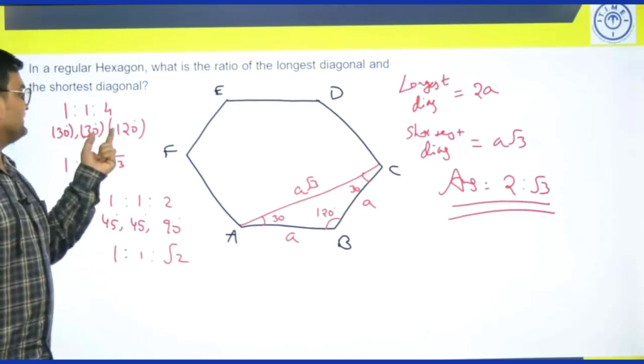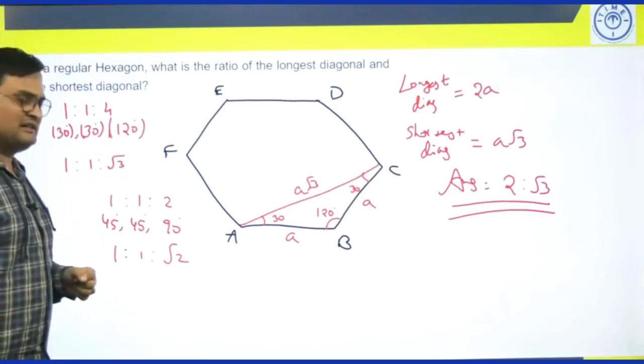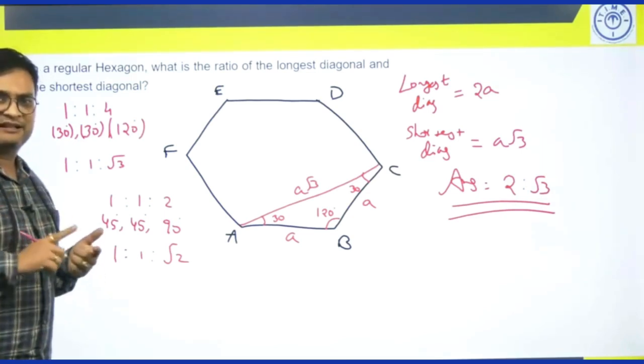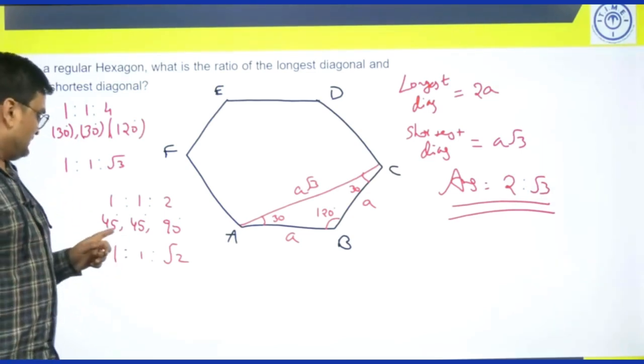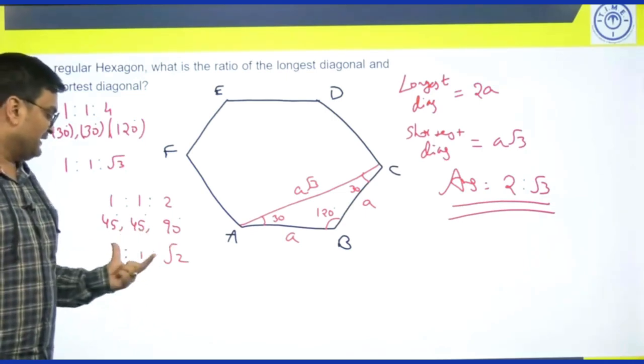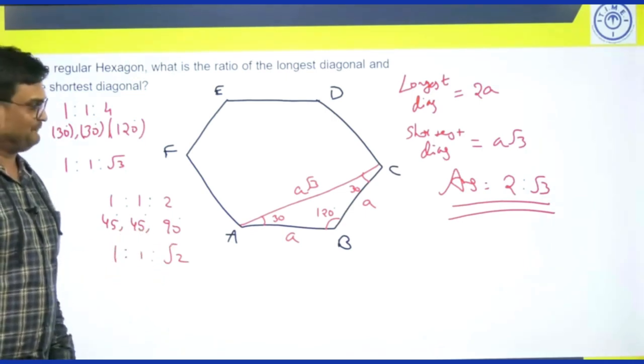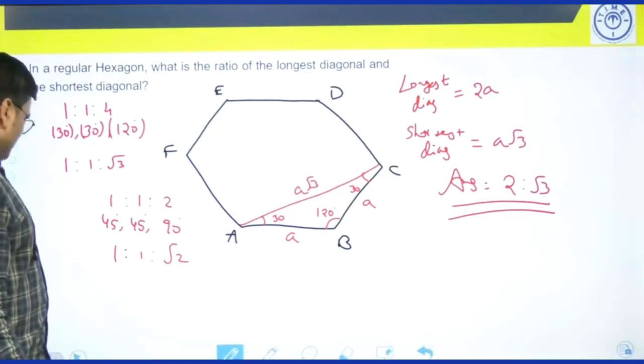So when the angles are 30, 30, 120, this is the ratio of sides. When the angles are 30, 60, 90, the ratio of the sides is 1:√3:2, and when the angles are 45, 45, 90, this is the ratio of sides. I hope this is clear. You can just note it down.